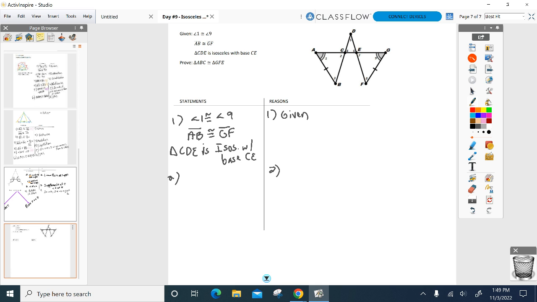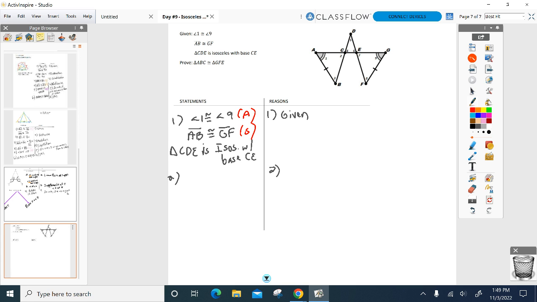Angle 1 congruent to angle 9. Can I count that as a pair of angles? Can I put an A next to it? Can I count it as a pair of angles? Yes, I can. Can I count AB and GF as a pair of sides? Maybe I'm overhyping this, right? You already have a pair of angles and sides. You only need one more pair.